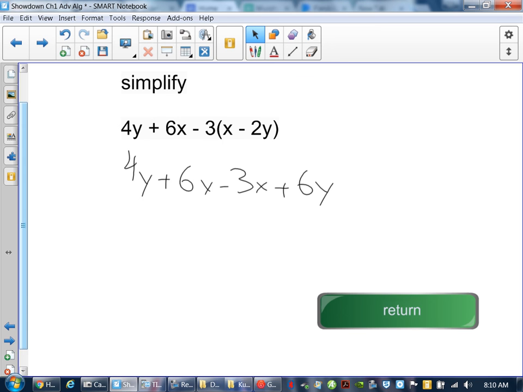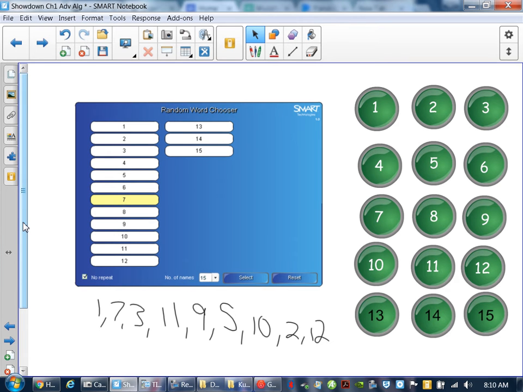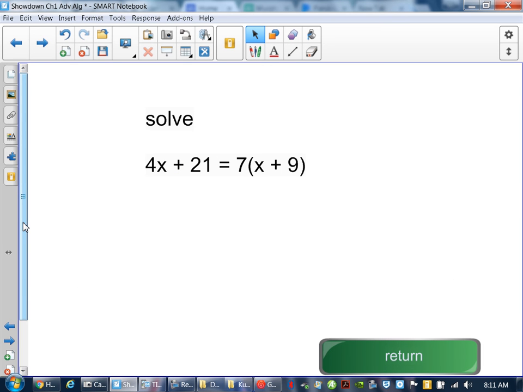Wait, just 10y minus 3. It's plus. Does it matter which comes first, the Y or the X? No, doesn't matter. It's not a problem. That was 6? Well, yeah, I gotta do 6. We haven't done it yet.